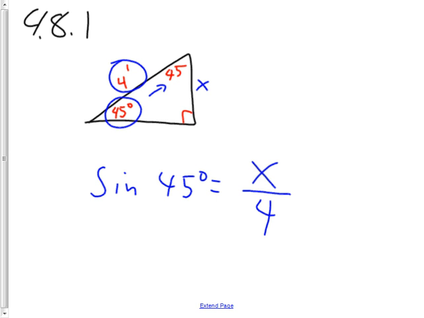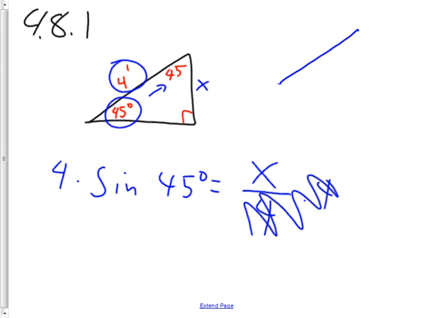Do you get now? I have an equation and I just have to solve it for x. How do I get x alone? Multiply by 4, times by 4. Now, there are no calculators allowed. If there's no calculators allowed, how are you supposed to do this? Well, sine of 45? You know that. Yes? Yep, absolutely. Use 1 over square root of 2.